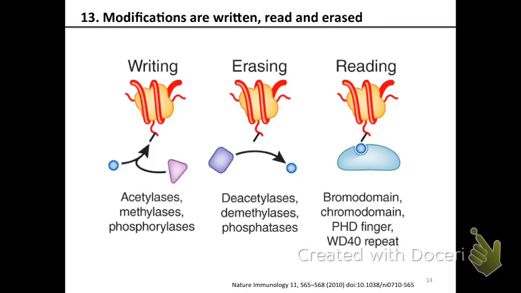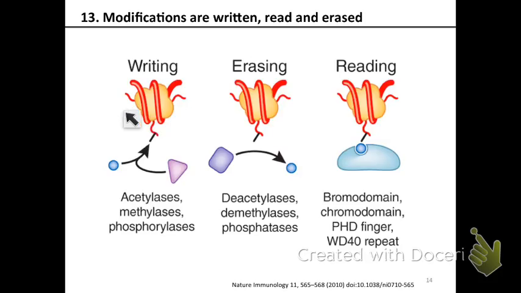So these modifications are not just for fun. Okay, they have some kind of function. And the modifications are put on, they are read, and they're erased. Okay, so think of this as information on top of the DNA sequence. How you can conceptualize these histone modifications and the mechanisms that regulate them is that you can think of them as written, read, and erased. Okay, so the writing occurs after the histones are deposited in the genome.